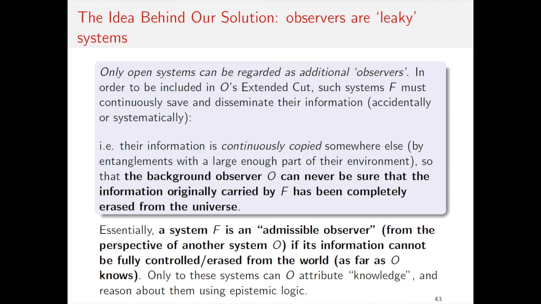So in that sense, observers are systems that, from the perspective of O, he cannot control so totally as to stop the information from leaking. He cannot be sure, even if he destroys it all, but he doesn't know. He will never know during the protocol. As a result, he has to assume, with some little probability, that the leak has happened, that a record of the results of the measurements has been made and put somewhere he cannot touch during the protocol. If that is the case, then F is declared to be an admissible observer from the perspective of O.